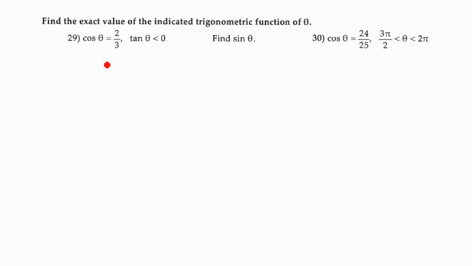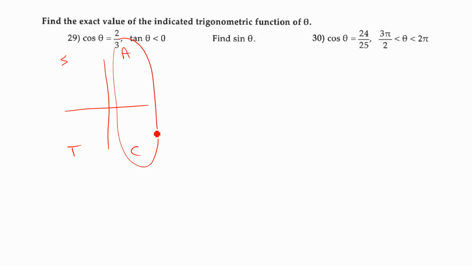Cosine is 2 over 3. Cosine is positive, but tangent is negative. All students take calculus. Cosine is positive. Cosine is positive in these two quadrants, but tangent is negative in this quadrant. So we're in quadrant 4.